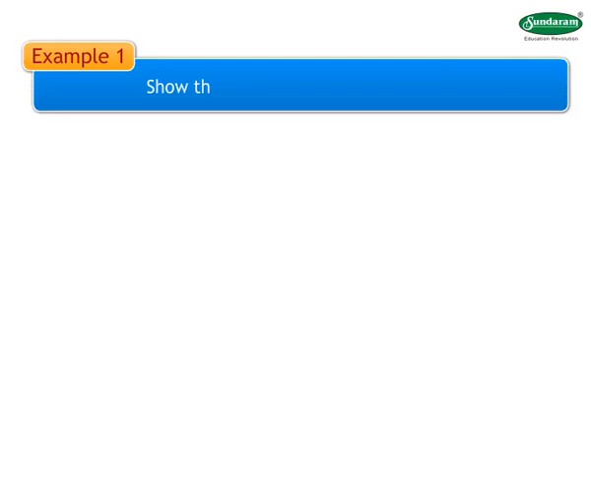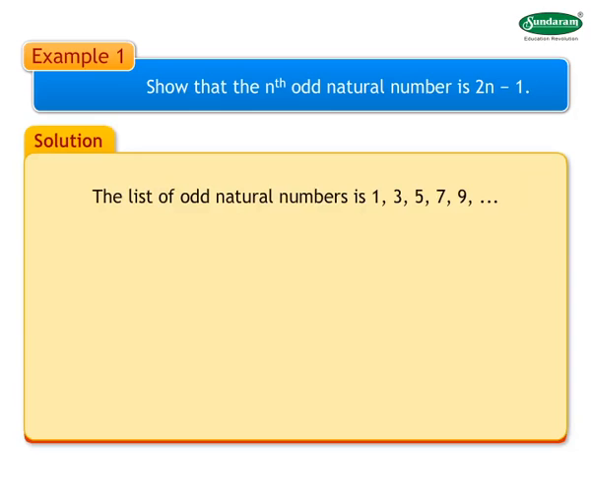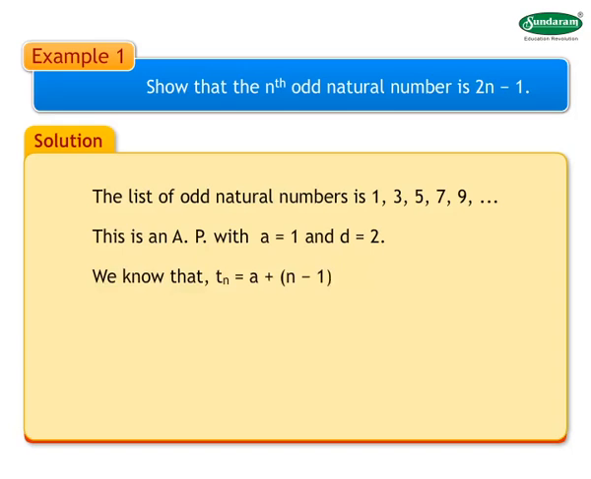Example 1. Show that the nth odd natural number is 2n minus 1. Solution. The list of odd natural numbers is 1, 3, 5, 7, 9 and so on. This is an AP with A is equal to 1 and D is equal to 2. We know that Tn is equal to A plus n minus 1 into D. Here, Tn is equal to 1 plus n minus 1 into 2 is equal to 2n minus 1. Therefore, Tn is equal to 2n minus 1.